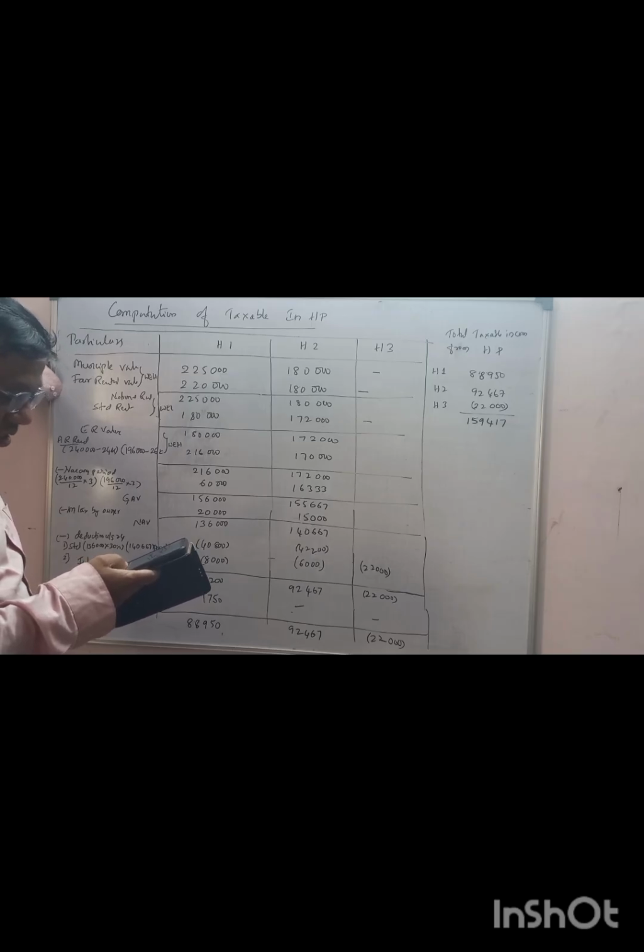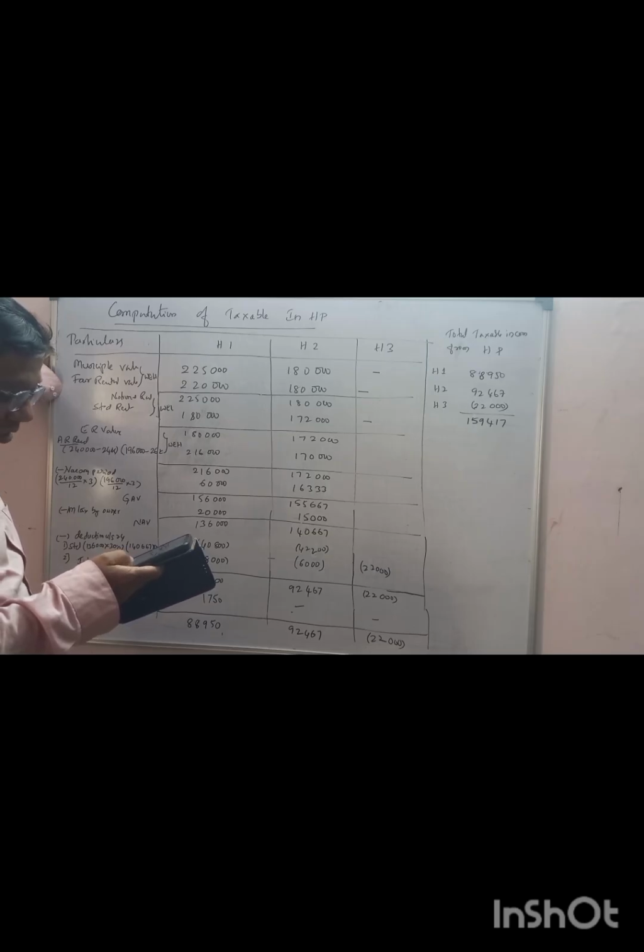Interest on loan for construction: 8,000, 6,000, 22,000. These three are allowable interest, so we subtract them from income. This applies even to the self-occupied property.